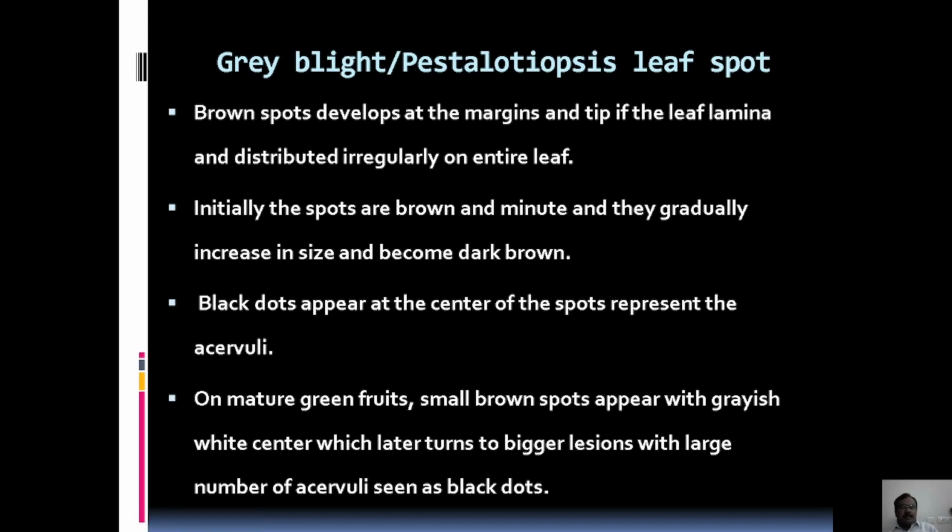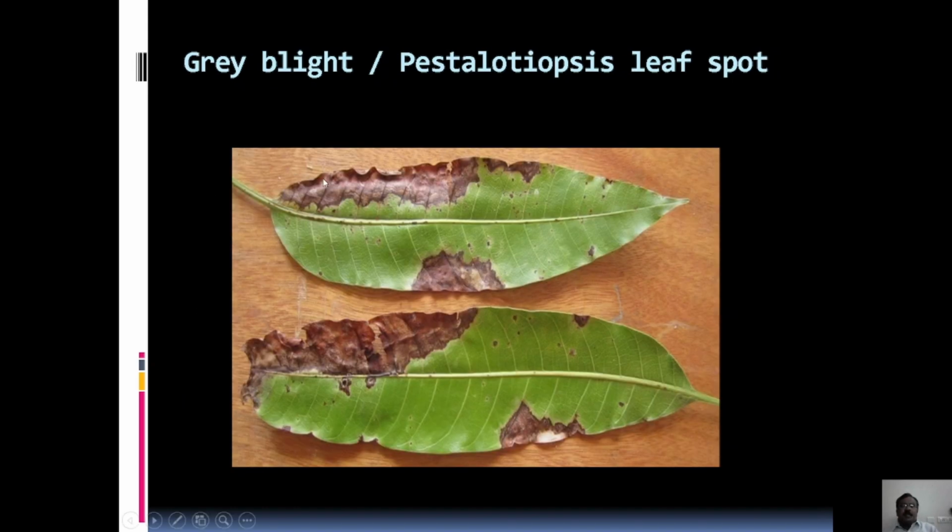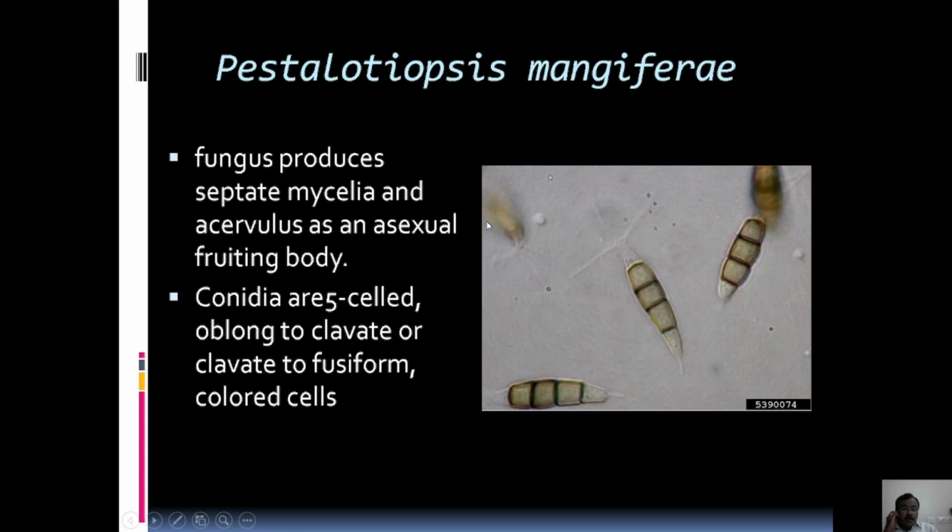On the mature green fruits also, the pathogen is known to produce small brown spots with a gray center, and later they turn into larger lesions with numerous acervuli. This is the infection by the pathogen Pestalotiopsis mangiferae, and the fungus is known to produce typical five-celled conidia. The middle three cells are colored while the top and bottommost cells are hyaline in nature, and the topmost cell has characteristic appendages.